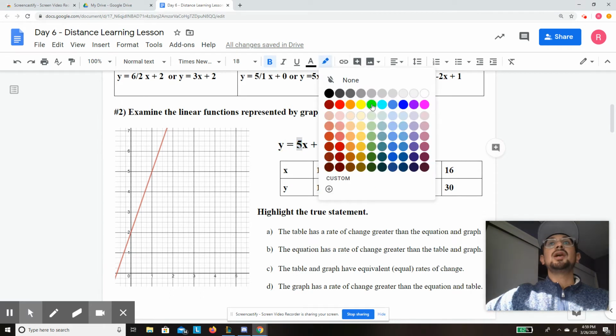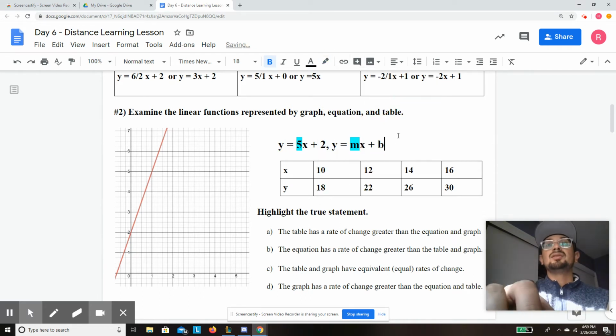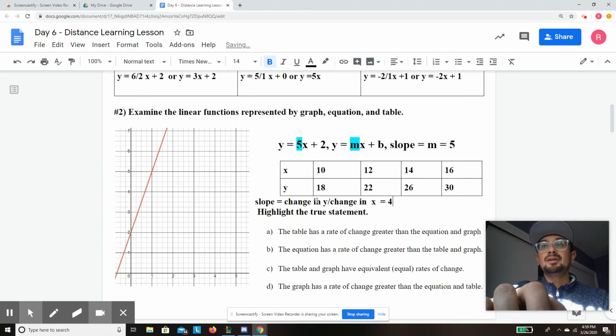So in the equation form, it's really easy to notice right away. So here, your slope, which is equal to m, is 5. And then for a table, you get slope is equal to change in y over change in x. And that's going to be equal to the change in y is 4. The change in x is 2. You can see that. It goes 10, 12, 14, 16, 18, 22, 26, 30, right?